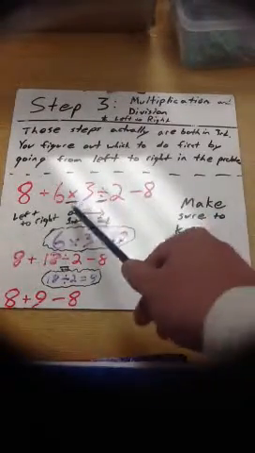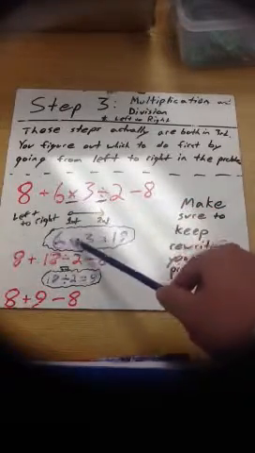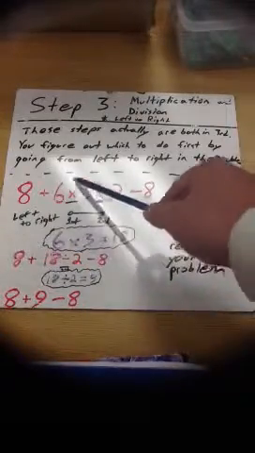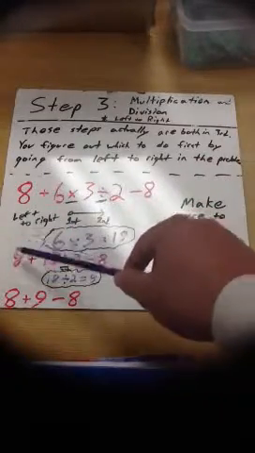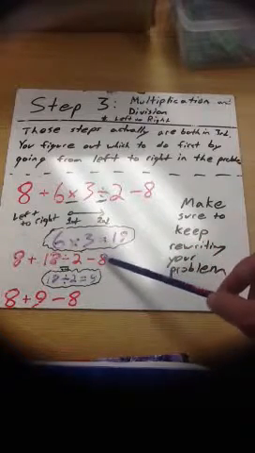So we underline both of them. The one on the left is the multiplication. That's what we do first. 6 times 3 is 18. We rewrite the equation again, simplifying 6 times 3 into 18. So now we have 8 plus 18 divided by 2 minus 8.